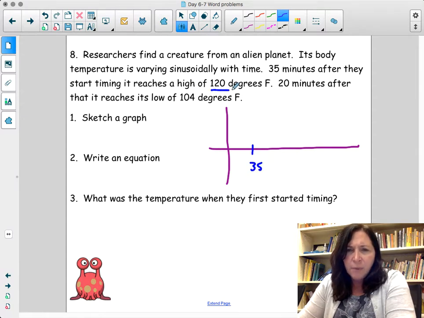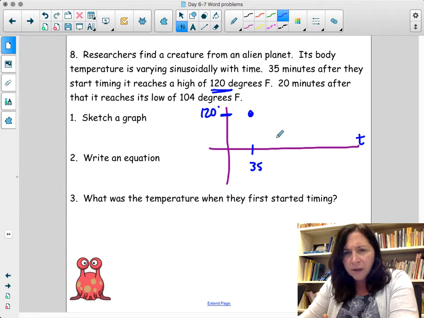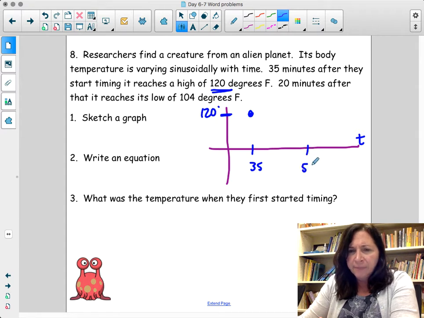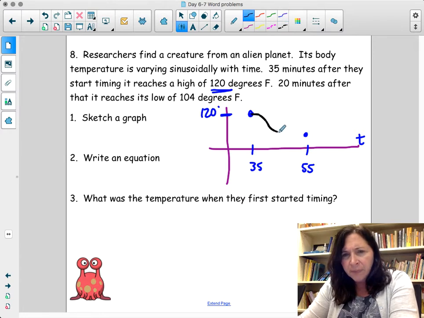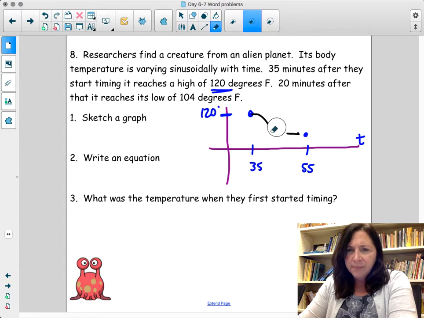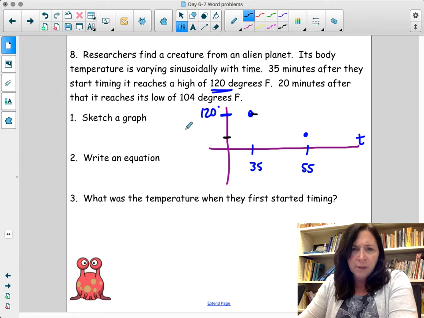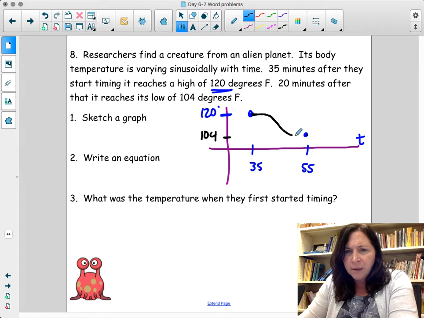It reaches a high point of 120 degrees. So here we are, super high, 120 degrees. Here's time in minutes. So here we are at our high point. 20 minutes after, we get a low point. So if I add 20 to 35, now I'm at 55, and I'm at a low point. So what they've just done is they've just showed me this value here. I can do better than that. Where's my low point? Here's my low point. What was my low point? 104 degrees. We have a low point, and it's going to look like that.